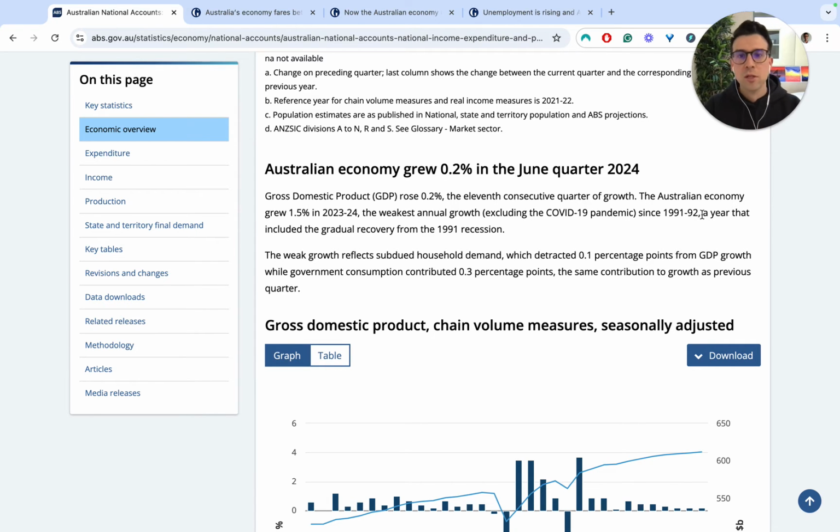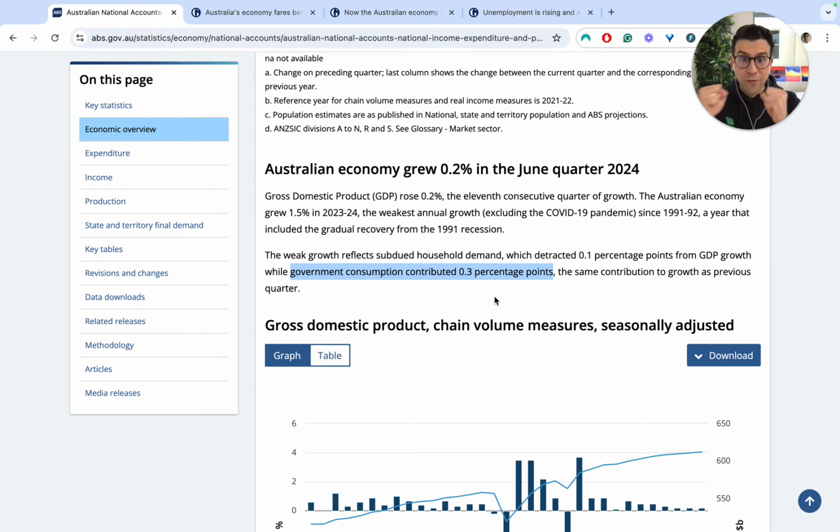Now, what's driving this? Well, ultimately, subdued household demand, no surprises there. What that really shows is that the cash rate changes are working, right? They are working in terms of driving down household demand, which detracted 0.1 percentage points from GDP growth. While at the same time, the government, and this shows arguably the role that fiscal policy is playing in supporting economic growth at the moment and keeping us above the recession line, or that zero, negative economic growth for the quarter, because government consumption contributed 0.3 percentage points, right? Which is the same contribution to growth as the prior quarter.